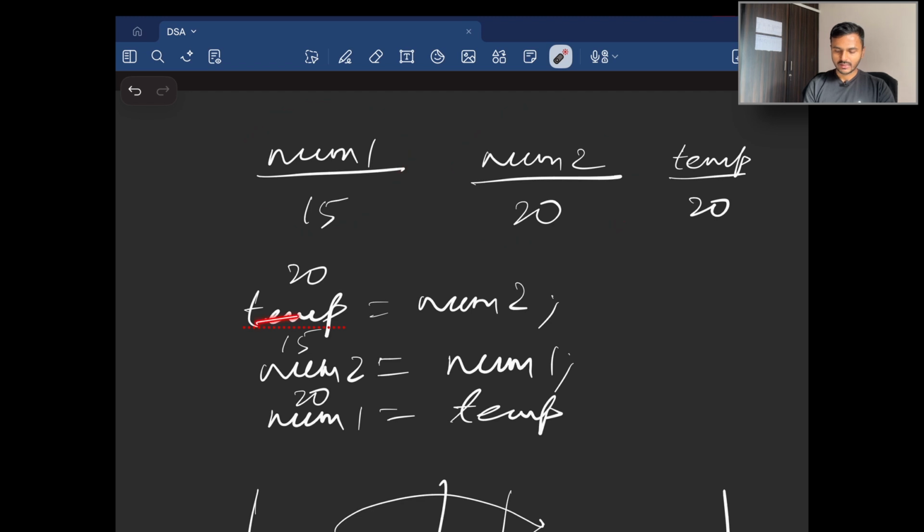So you see, we started with num1 15 and num2 20. Then we went for temp is equal to num2, which means we stored 20 in temp. Then we went for num2 is equal to num1. So what is there in num1 at this moment? It is 15. And that is getting stored in num2. So this will get replaced with 15. Then we are saying num1 is equal to temp. What do we have in temp? We have got 20. And 20 is getting stored in num1. So num1 will have 20. And this is how we can swap the values of two variables with the help of a third variable.